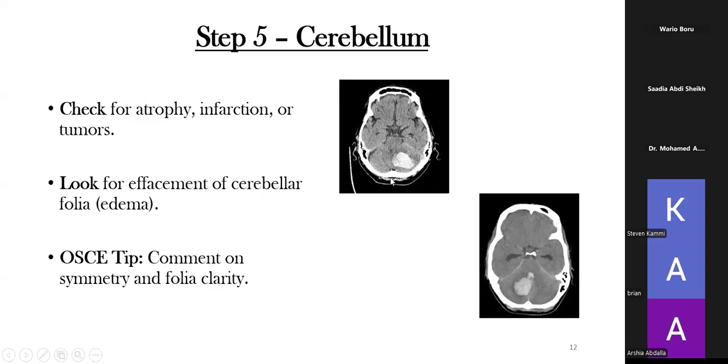Then comment on the symmetry. Always compare. You have been given two halves of the brain. So compare what you see on the right and what you see on the left. That is what is called symmetry. And comment on the cerebellar folia clarity. So that is the tip I can give.